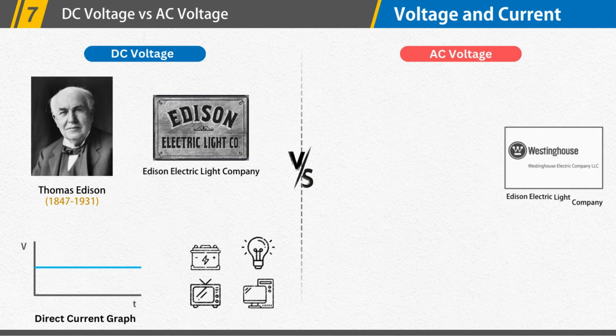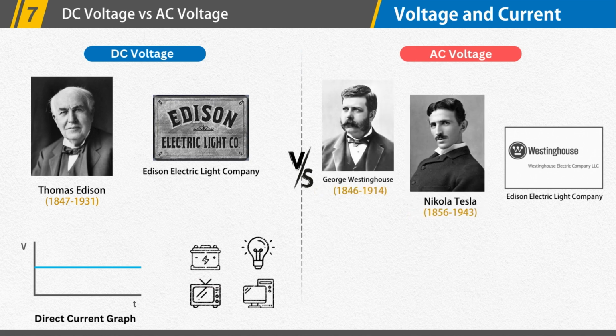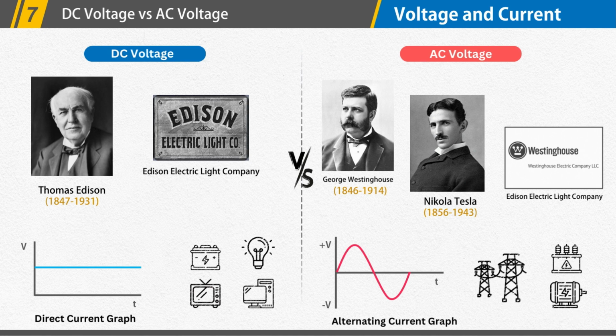While Westinghouse Electric Company, founded by George Westinghouse, and backed by Nikola Tesla, promoted AC voltage or alternating current voltage. It is a voltage that changes polarity and magnitude over time. This means that the voltage periodically reverses its direction and magnitude, and it is commonly used in power transmission and distribution systems, as well as in home and commercial appliances.